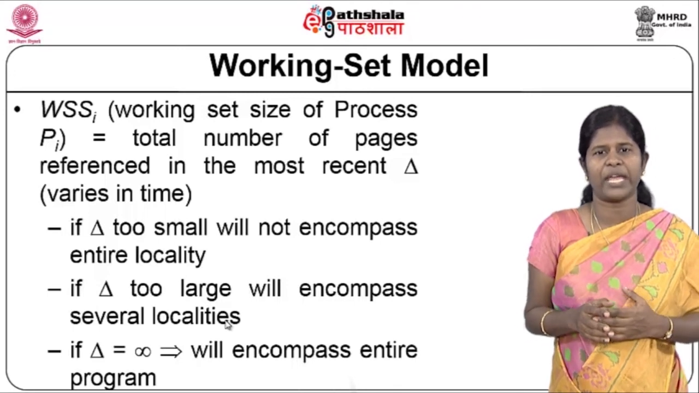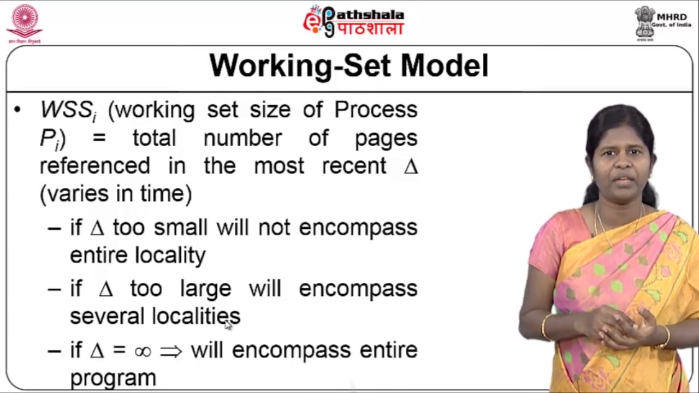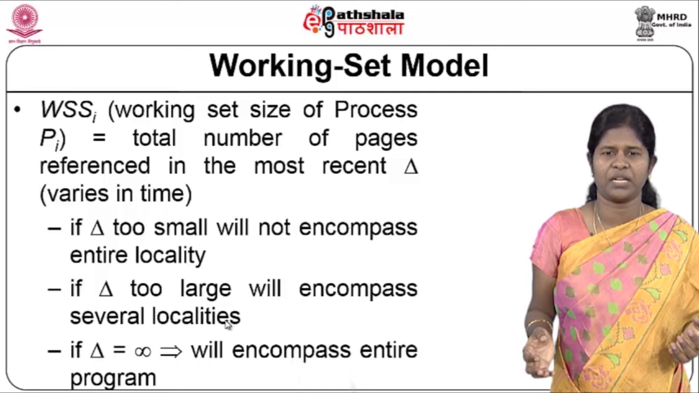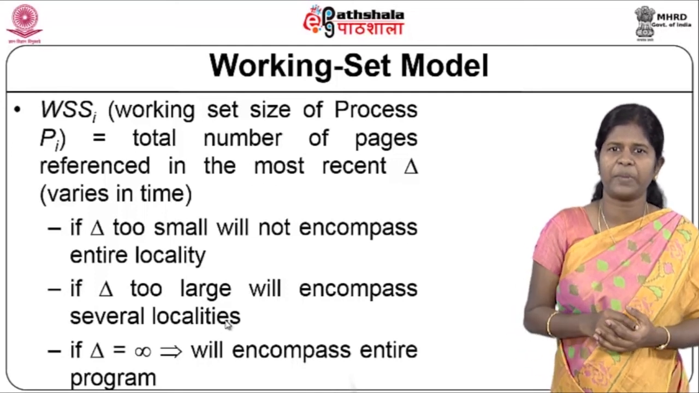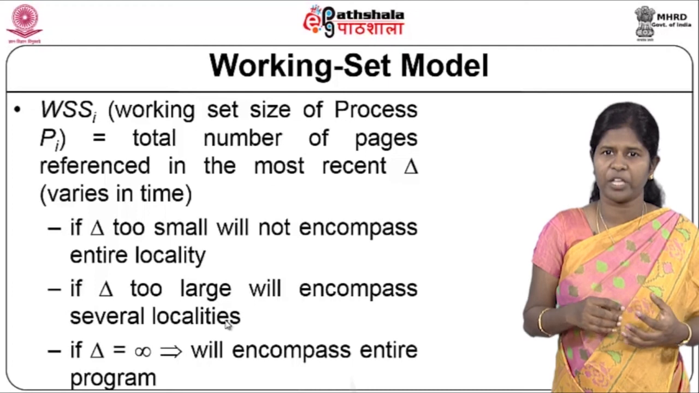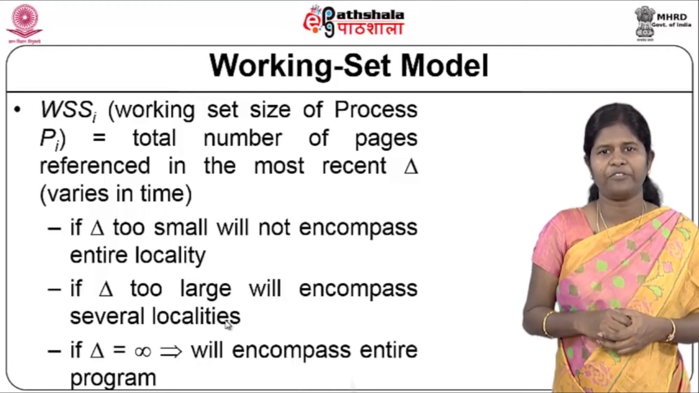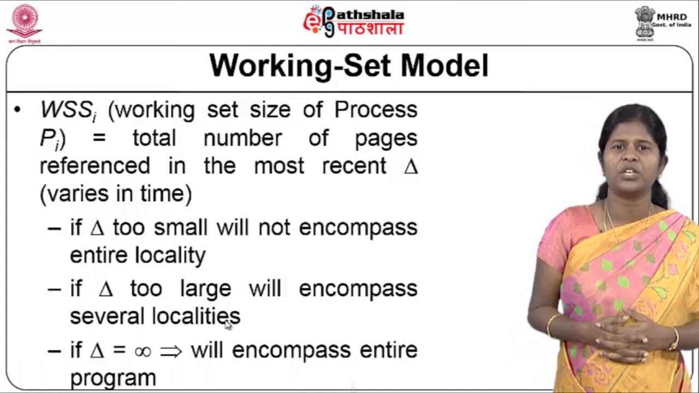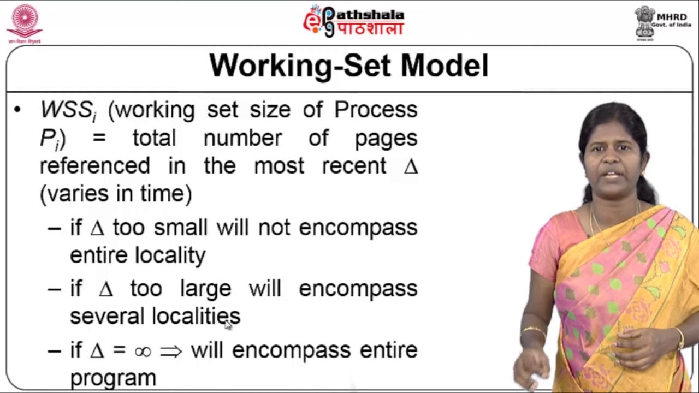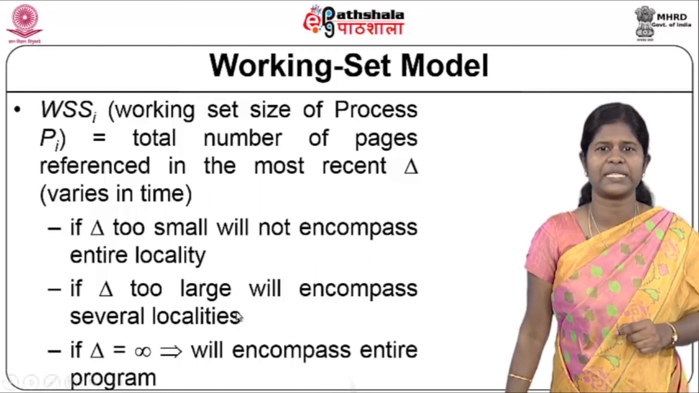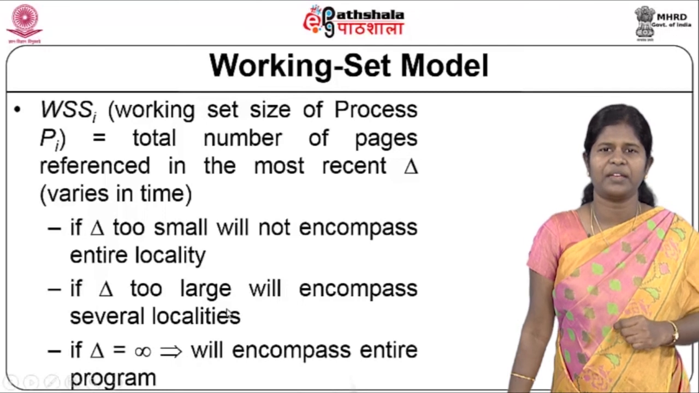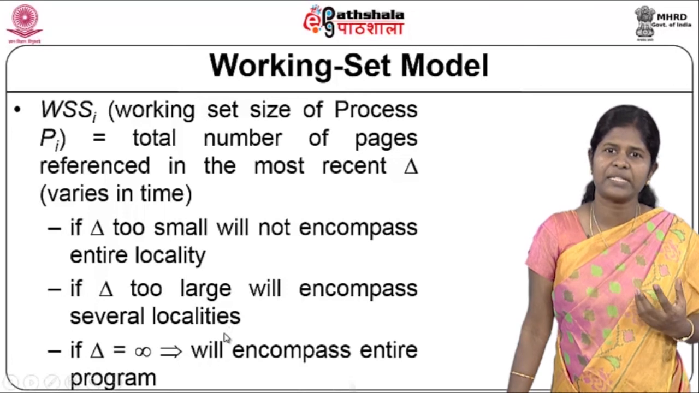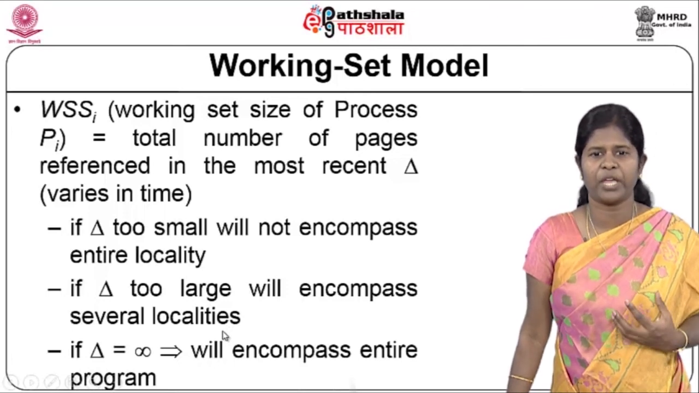Suppose delta was taken as only 5, then you may include only a few pages into the working set. But if delta is taken as, say, 20, you may unnecessarily have more pages in the working set, and all those pages may not be used at that particular time. And if you take delta as infinity, then the entire program will be included. So, the proper selection of delta is important. The working set size should be selected properly. If it becomes too small, then you will get more page faults. If it becomes too large, you will unnecessarily allocate pages which may not be needed.